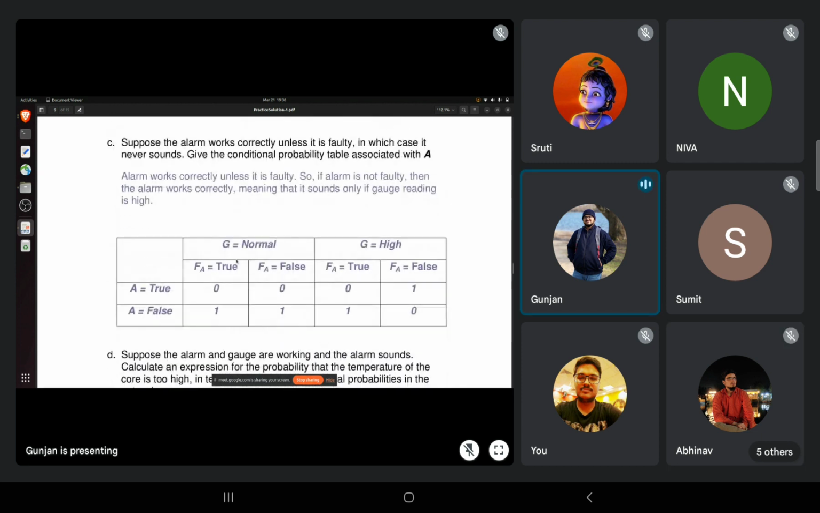So alarm works correctly unless it is faulty. So if the alarm is not faulty, then the alarm works correctly, meaning that it sounds only if the gauge reading is high. You understand this statement, right? Did you understand this statement? It means it rings only when the gauge goes beyond the threshold.